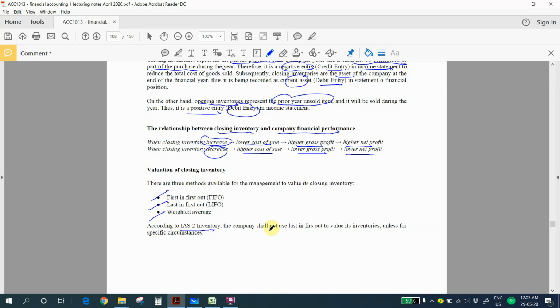They say that we shall not use last in, first out to value the closing inventory unless for specific circumstances. It means that the best option for the accountant to value the closing inventory will be first in, first out, or weighted average. Last in, first out is not advocated. It means that we are not encouraged to use last in, first out to value our closing inventory.